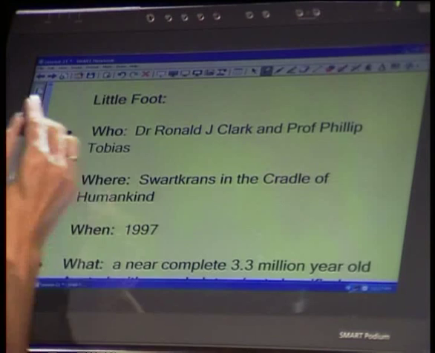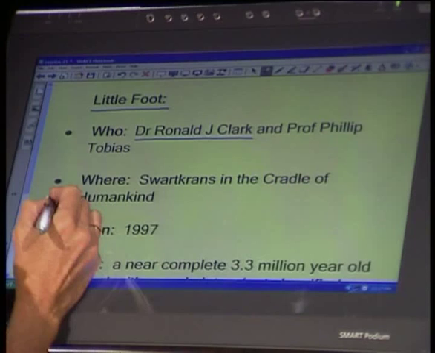Clark and Professor Philip Tobias, and at the Swartkrans, which is right in the cradle of humankind. People, make an attempt to actually go there and have a look at what's there. It's awesome to go and look at the cradle of humankind. They used to call it mankind for a long time, by the way. They now, in respect for women, call it humankind. I think the women's lib actually did something for us.